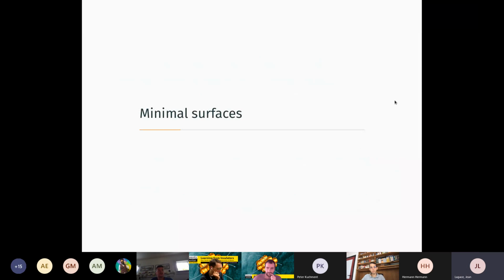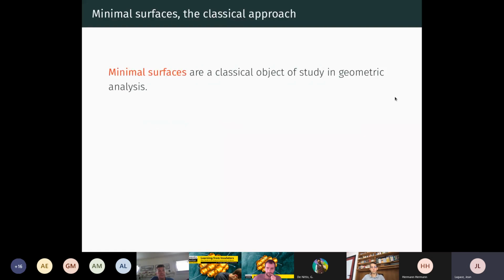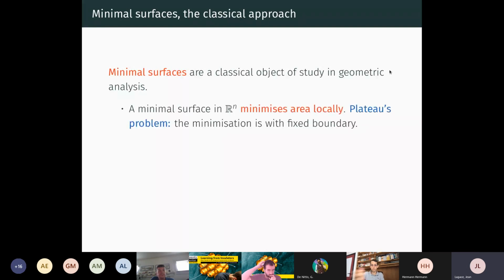Before I go on and talk about how we solve that question, let me talk about the link with minimal surfaces. I don't know how many of you are well versed in geometry, but minimal surfaces are a classical object in geometric analysis which minimizes area locally. In the classical approach, we fix a boundary, and Plateau's problem consists in minimizing this area with the boundary fixed.